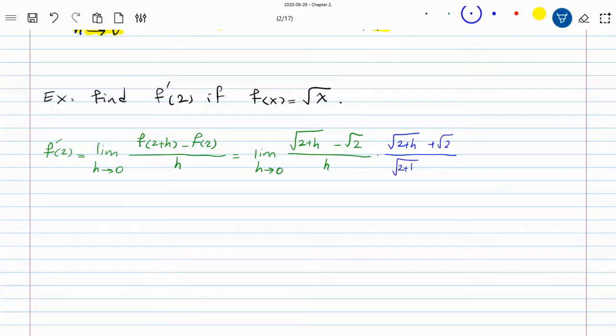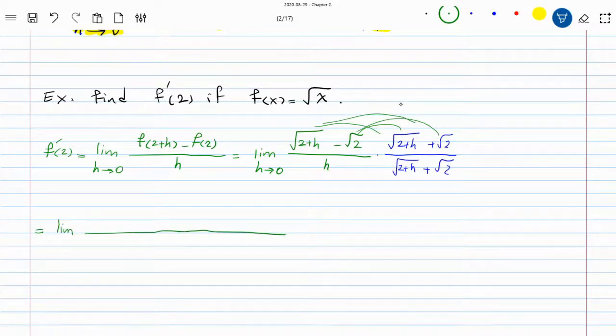Square root of 2 plus h plus square root of 2. It's the same term, but the opposite. You want to get rid of the square root. If you distribute, again, you should distribute term by term to see what you get. I'm going to do this again, just to make sure that everyone follows the steps.